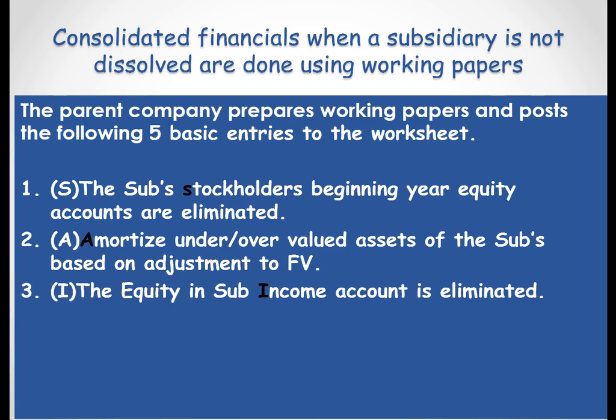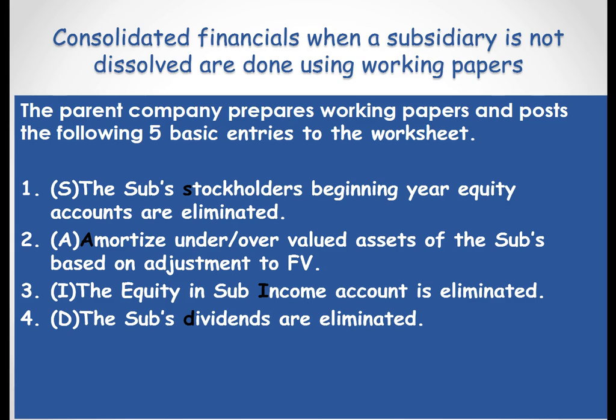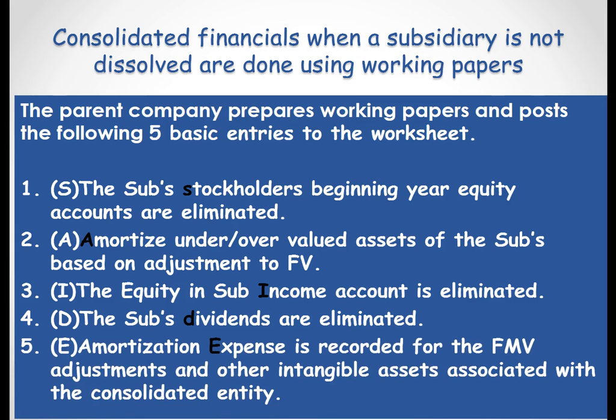The equity in the sub's income account is eliminated. B, the sub's dividends are eliminated. And we amortize expenses recorded for the fair market value adjustments and other intangible assets associated with the consolidated entry. Now what I'm going to do is show you consolidated work papers, and we're going to go through each one of these entries.